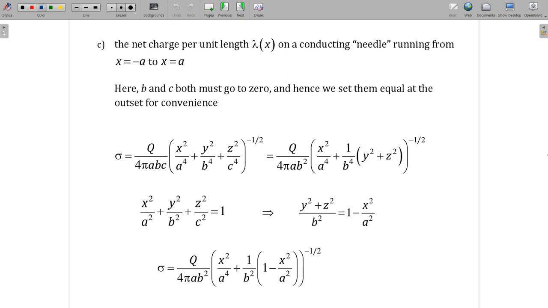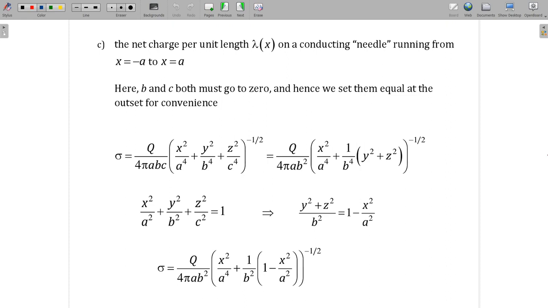Now in part B, we transformed the ellipsoid into a two-dimensional object. In both A and B, we transformed the given ellipsoid into a two-dimensional object: first a disk, and then an infinite ribbon of length infinity. In this part, we have to transform it into a one-dimensional object, which is a needle.